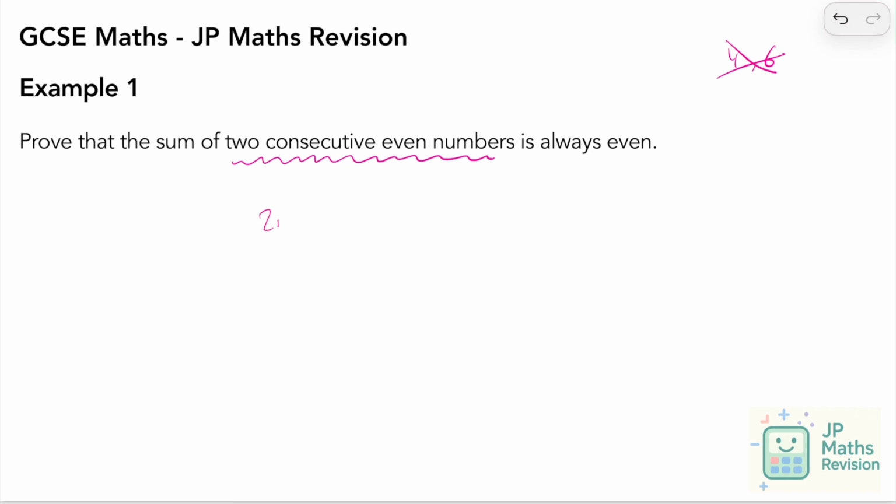So I could have 2n and then 2n plus 2. And then I'm finding the sum, so I'm going to add them. So I'm going to do 2n plus 2n plus 2. In total, I have 4n plus 2. Now I need to show this is even, and an even number is a multiple of 2. So if I factorise, I can pull out a factor of 2, so it's 2 lots of 2n plus 1, and this is therefore even because it's a multiple of 2. So I've just proven that the sum of two consecutive even numbers must always be even.